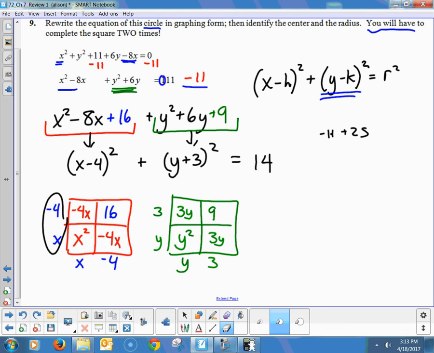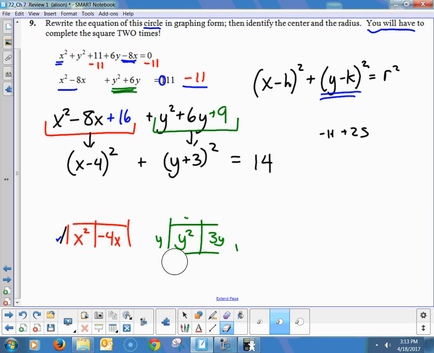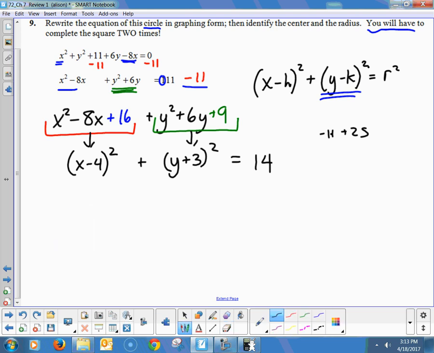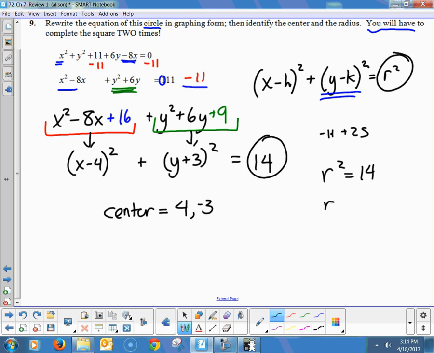It probably says identify the center and the radius. Well, my center is my h, k on this guy. So the center is going to equal 4, comma, negative 3. And the radius, this is supposed to be r squared. My r squared must be 14. So my r must be the square root of 14. Not a very pretty number, but there it is. Radius equals the square root of 14.